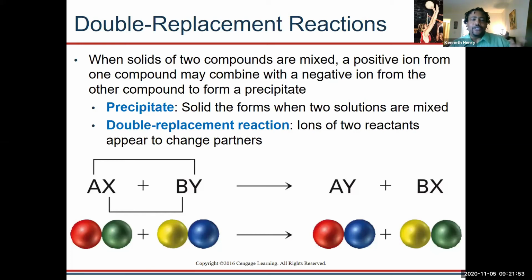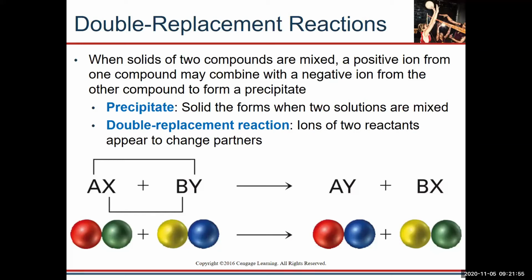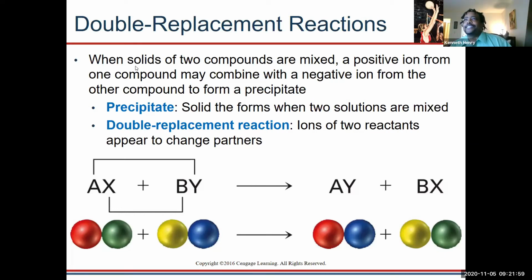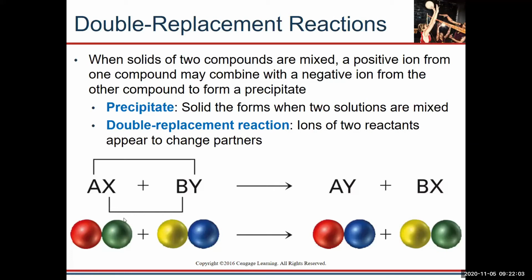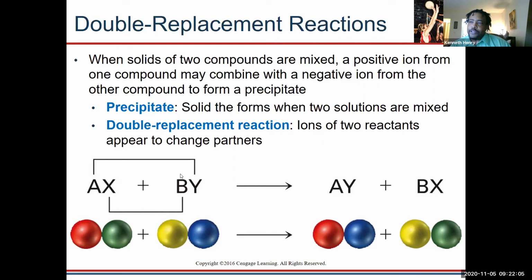A swinger is you have two couples and they exchange partners, right? That's what a swinger is. So here you have two couples. You have AX, BY. A is going to hook up with Y and X is going to hook up with B. Okay, so you're just changing partners. So this is a double replacement reaction, or like I like to say, a swingers reaction.